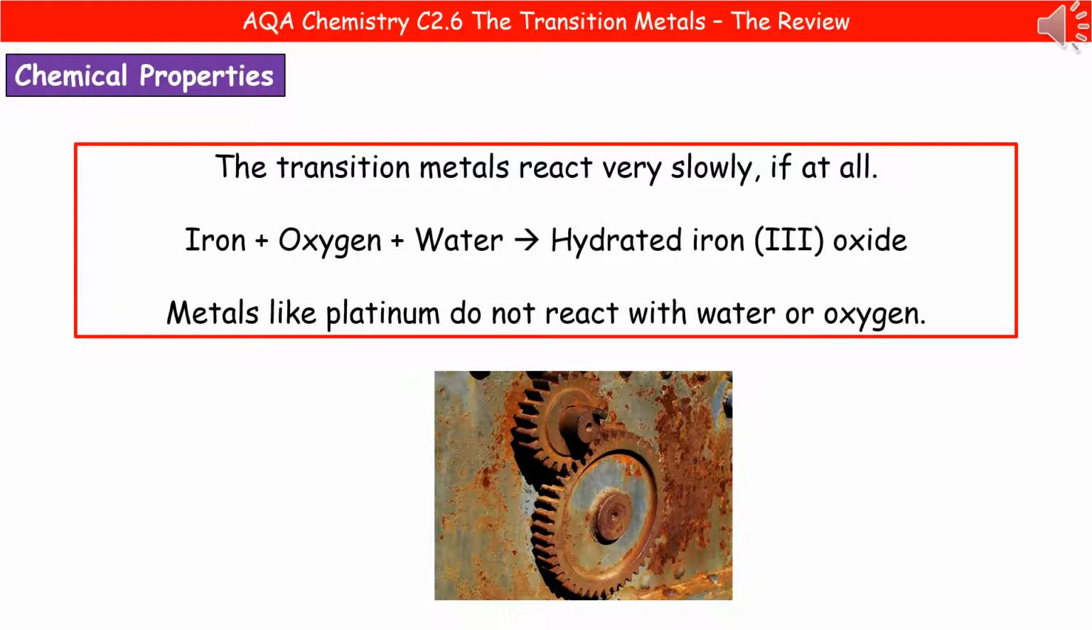Otherwise it would be a really sad day if someone just bought this lovely platinum ring, washed their hands for the first time, and then the ring was gone. So we're picking things based on their chemical properties. Because the transition metals generally don't react, then they're really good for things like jewellery.